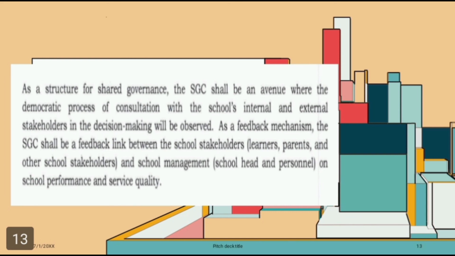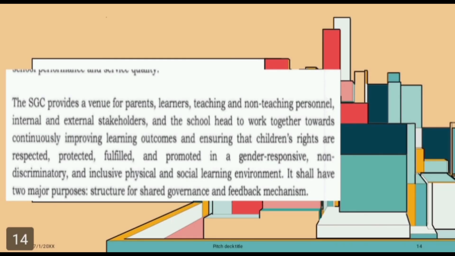As a feedback mechanism, the SGC shall be a feedback link between the school stakeholders, learners, parents, and other school stakeholders, and school management, school head, and personnel on school performance and service quality. The SGC provides a venue for parents, learners, teaching and non-teaching personnel, internal and external stakeholders, and the school head to work together towards continuously improving learning outcomes and ensuring that children's rights are respected, protected, fulfilled, and promoted in a gender-responsive, non-discriminatory, and inclusive physical and social learning environment. It shall have two major purposes: structure for shared governance and feedback mechanism.